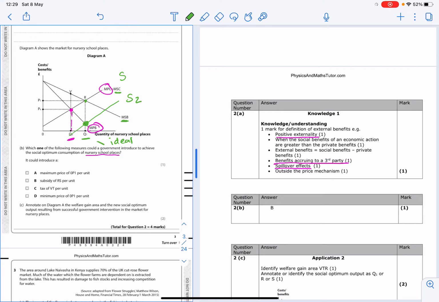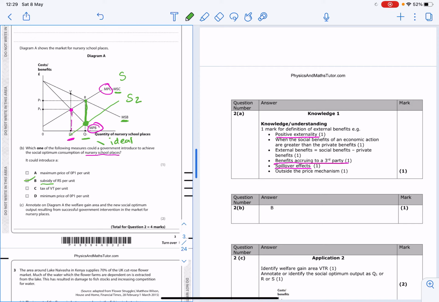So in order to get the supply curve to shift to the right, if we look at those things there, then we're going to be wanting to have a subsidy. Now let's just check. The size of the subsidy is going to be RS. That is the size of the subsidy, the difference between the two curves. So B is your correct answer.